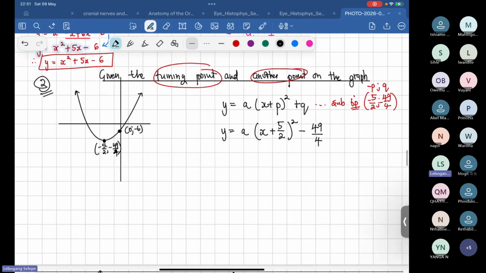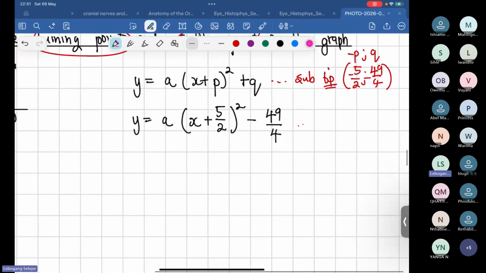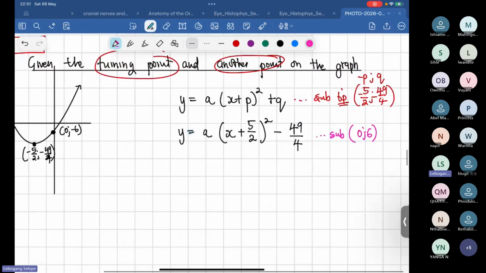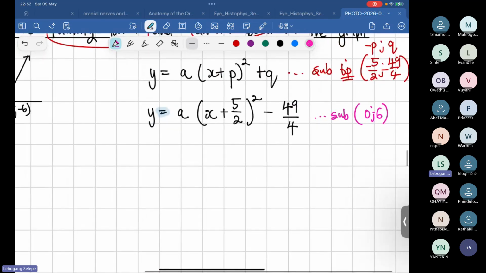Now, what is the problem we are facing here? Again, we have the problem of a, which we don't know. But we can calculate a by substituting the point that has been given to us. We have been given the y-intercept, which is (0, -6), if I remember correctly. It's another point on the graph that we can substitute in order to solve for a. So -6 = a(0 + 5/2)² - 49/4.